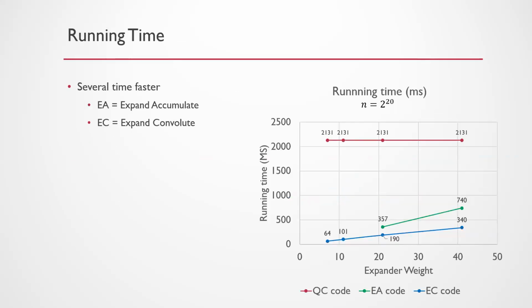You can also look at the running time. Shown on the top line, the red one is an older code that uses quasi-cyclic codes, and the green one is Expand-Accumulate. You can see that their code gets quite a bit higher running time. These lines are hard to compare because they get different minimum distance, but a good comparison between the two is that the Expand-Accumulate that takes 740 milliseconds compares to our 190 milliseconds. So we're about 4 times faster, due to not needing as expensive an expander.